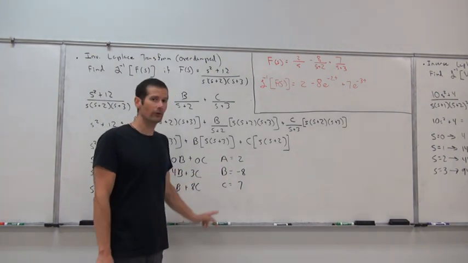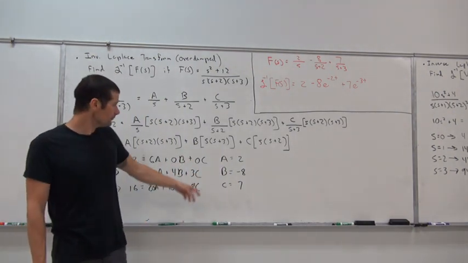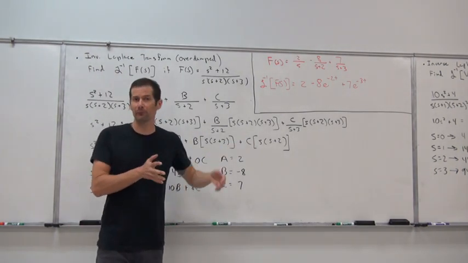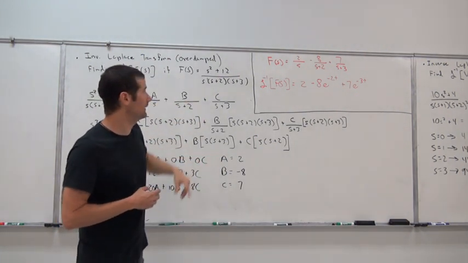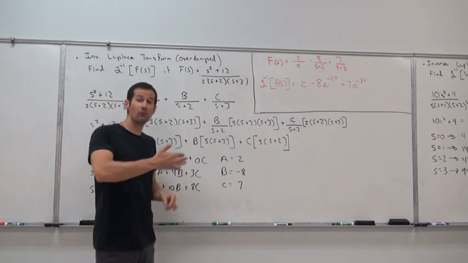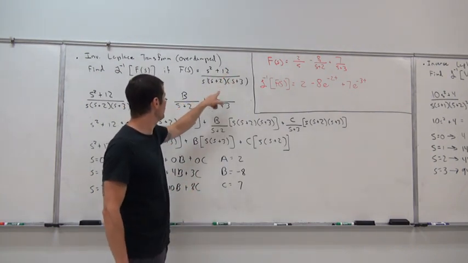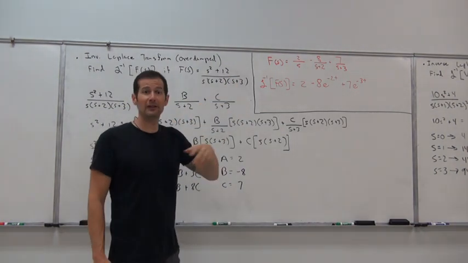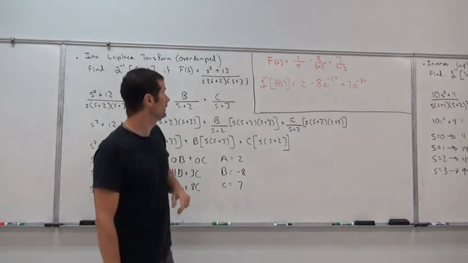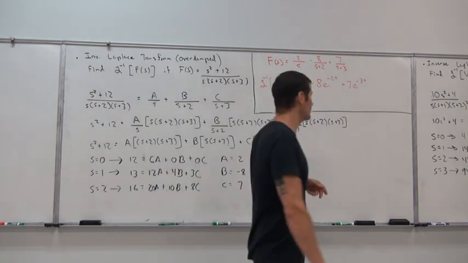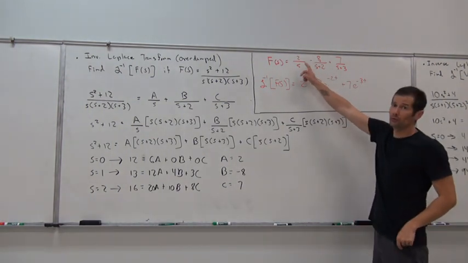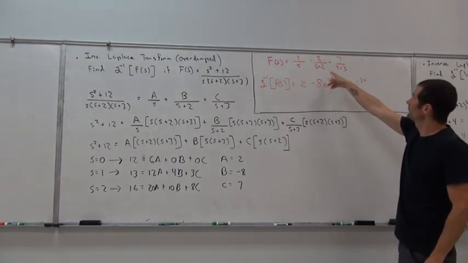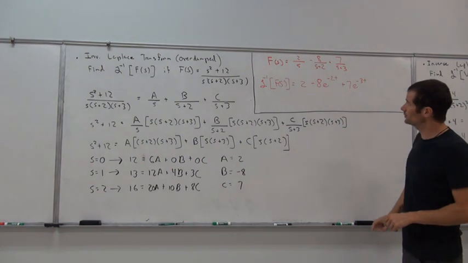So these are the coefficients that we can utilize in order to complete the partial fraction expansion into the simple terms for f of s. What I'm showing is a 100% equivalence here. (s squared plus 12) over (s plus 2) times (s plus 3), once we expand that into its simple terms, is equal to 2 over s, minus 8 over (s plus 2), plus 7 over (s plus 3).